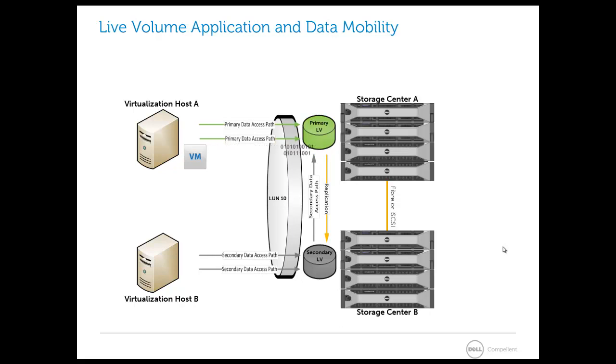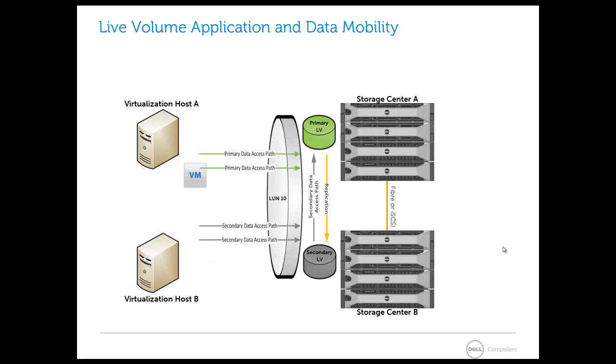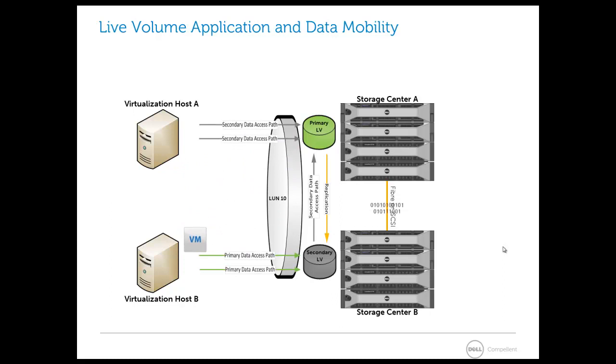In this case, we have a virtual machine, or perhaps a group of virtual machines, residing on virtualization host A. That virtual machine is generating read-write traffic to storage center A, which has been configured with a primary live volume. And we can see that LUN10 is the data store where this virtual machine resides. We can vMotion the virtual machine to another host in the cluster, or again, perhaps to another host in another cluster that resides within the same logical data center.